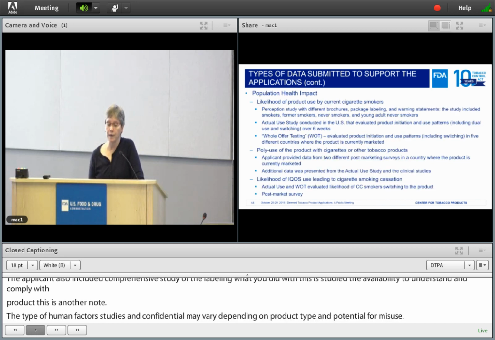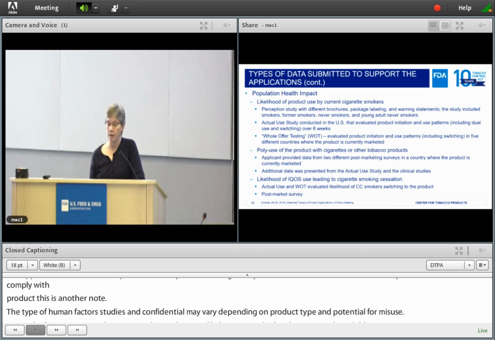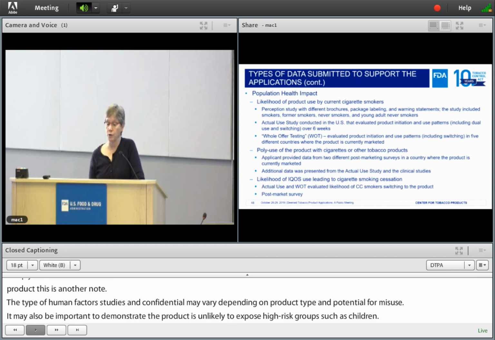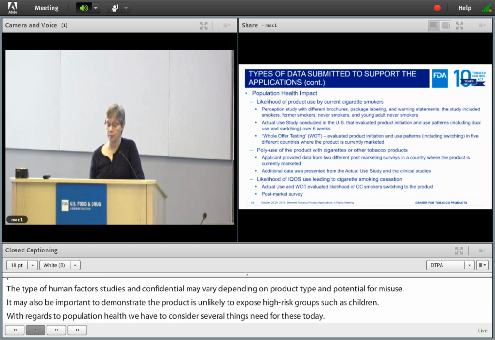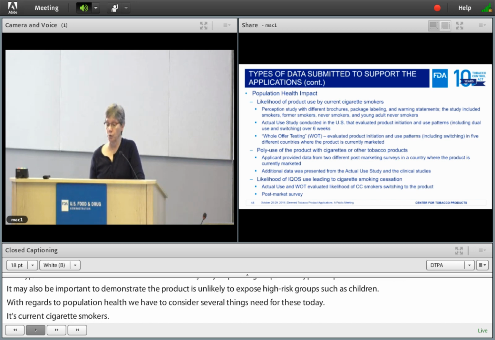With regards to population health, we have to consider several things, and you've heard these today. Number one is the likelihood of product use by current cigarette smokers. So in this particular application, they included a perception study with different brochures and package labeling and warning statements. And the study included smokers, former smokers, never smokers, and young adult never smokers.